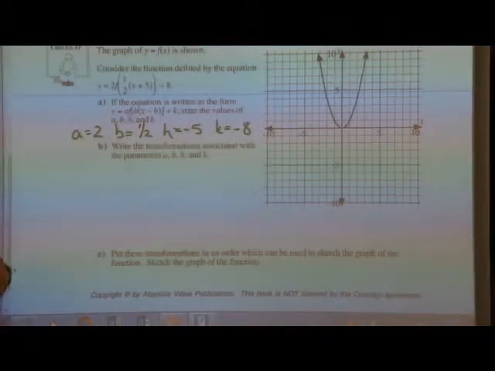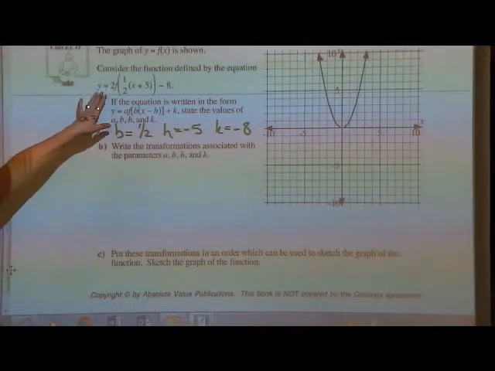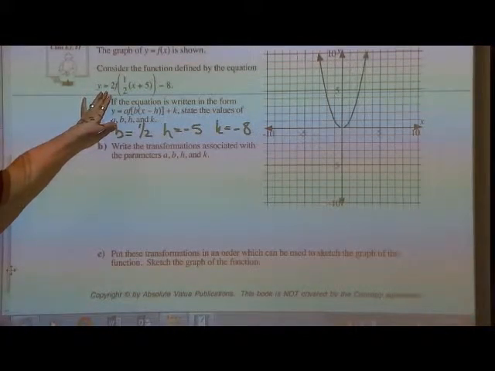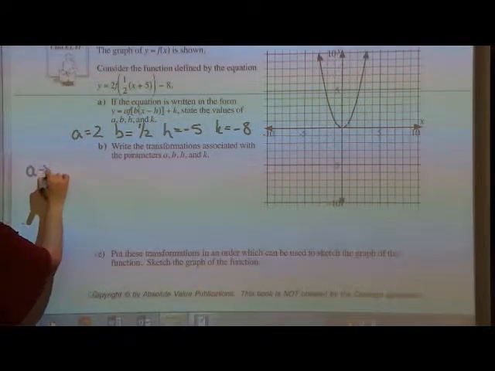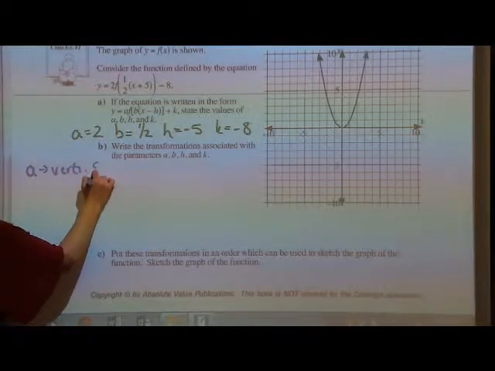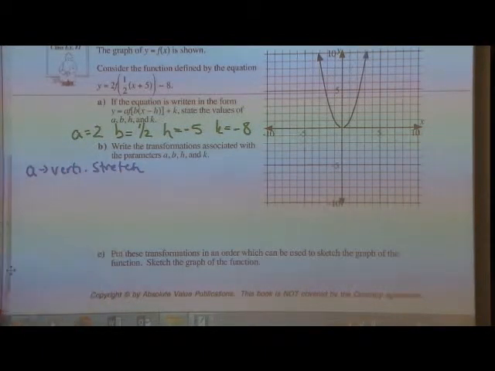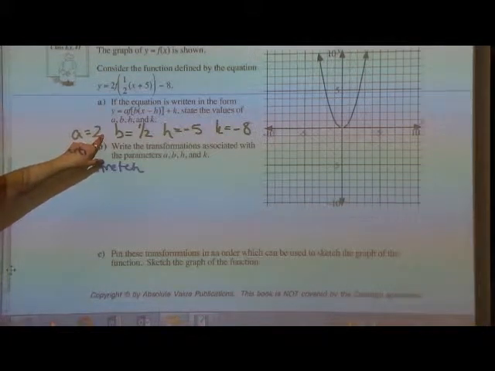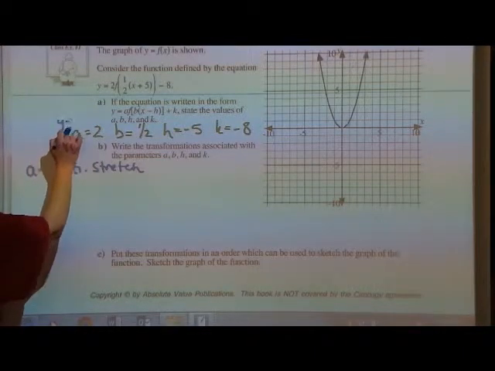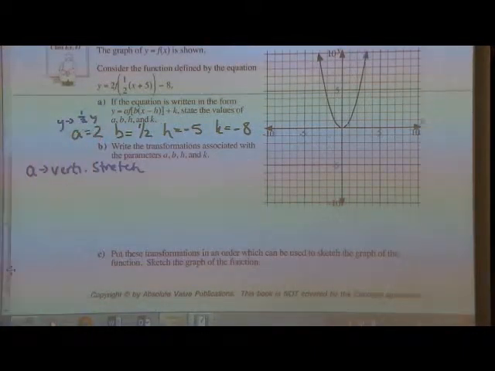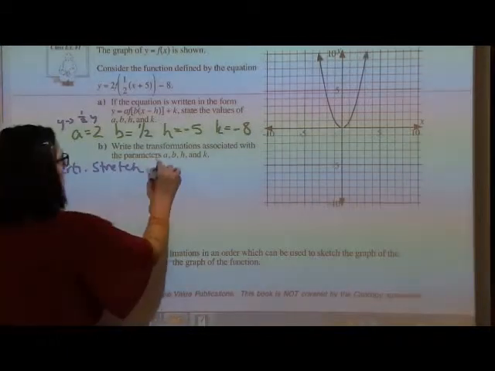Okay? So if a is equal to 2, what is that telling me to do to the graph? My a value is my vertical stretch. So a vertical stretch. What's my factor? So think, what was the replacement to get that 2? Y with a 1/2 y, because it would have been a 1/2 on the other side. So this is a vertical stretch by a factor of 2. Okay?